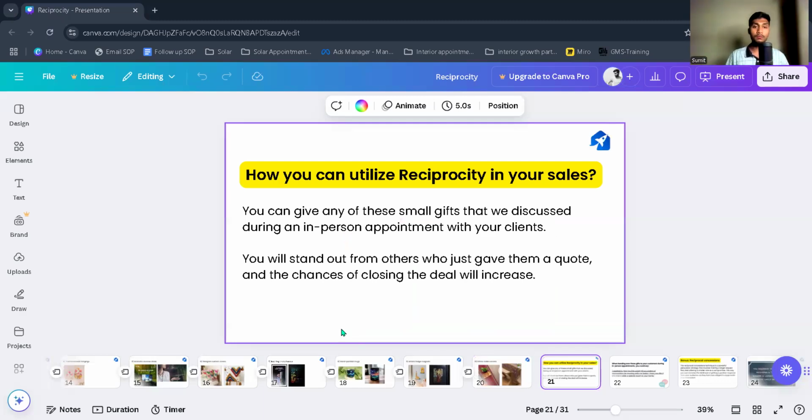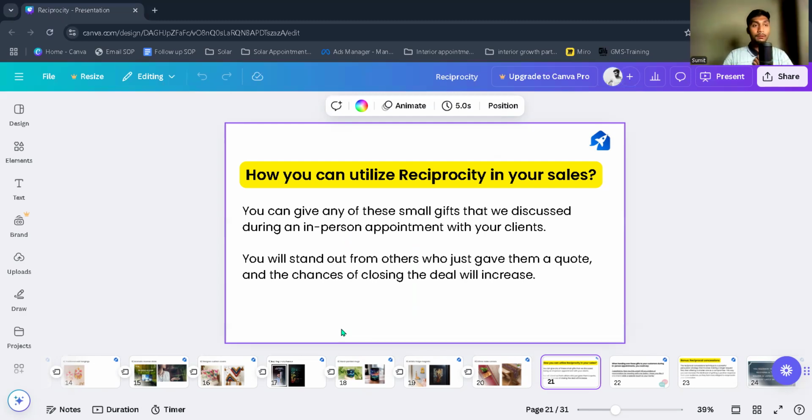And now comes the question of how you can utilize reciprocity in your sales. The biggest thing, how you have to use it. First we learned what reciprocity is. Second we learned how you can build more reciprocity, right? Now how you can utilize reciprocity in your sales. So you can give any of the small gifts that we have discussed during an in-person appointment with your client. You will stand out from others who just give them a quote and the chances of closing a deal will increase.